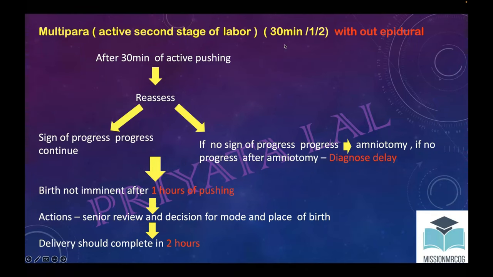So by 30 minutes of pushing, if the patient has not delivered, we would reassess. And if after 1 hour of pushing birth is not there, we would require a senior review for the decision on mode and place of birth. We want our patient to deliver by 2 hours. Okay, so this way it will be easy to remember.